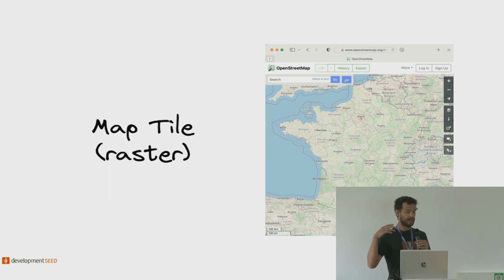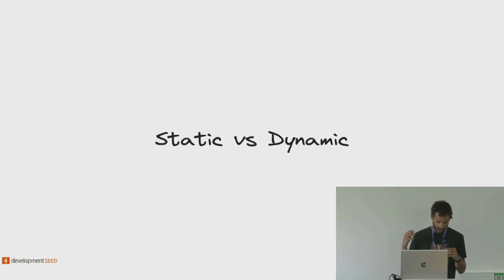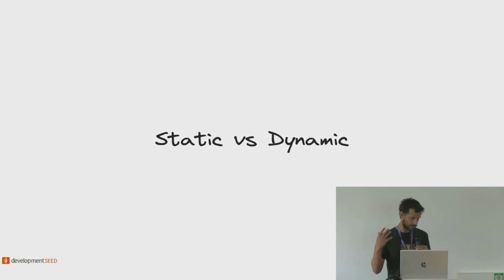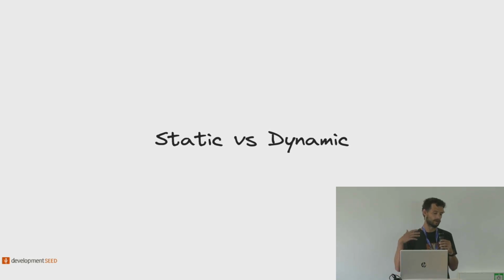So every time you load the map, either on Google or on OpenStreetMap, you either see vector map tiles or raster map tiles. But I'm only going to focus on raster, and those are everywhere. And there are two ways of creating those map tiles: either doing static tiling or dynamic tiling.